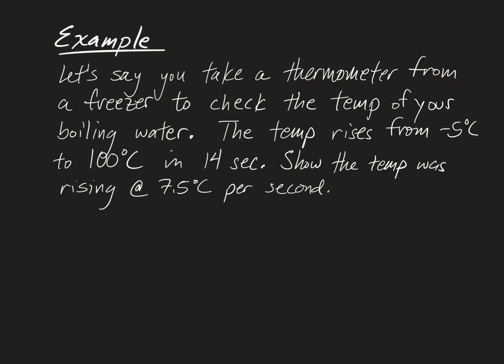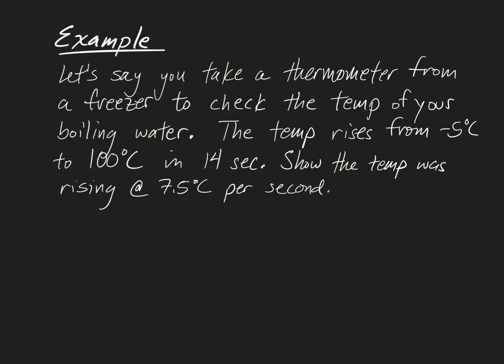Let's say you take a thermometer from a freezer to check the temperature of your boiling water. You know, normal everyday human stuff. The temperature rises from -5 degrees Celsius to 100 degrees Celsius in 14 seconds. And what you're going to do is show the temperature was rising at 7.5 degrees Celsius per second, somewhere along that rise from -5 degrees Celsius to 100 degrees Celsius.